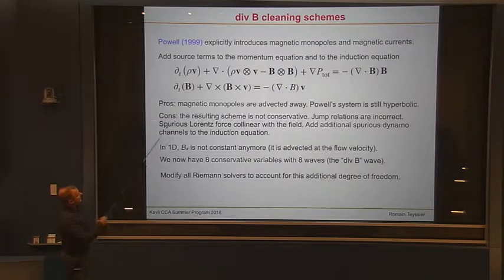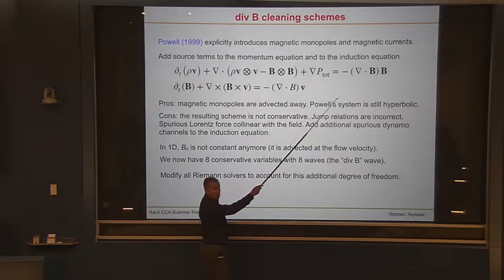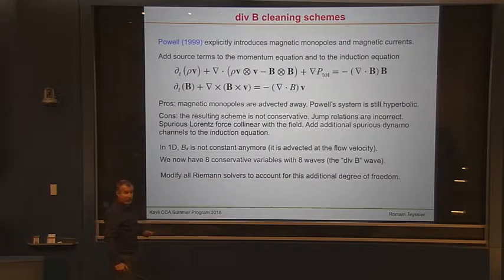The big negative point, of course, is that your scheme is not conservative anymore. So these are not conservation laws anymore, right? Because you have a source term on the right-hand side. That's bad. When you have shocks, it's really bad. So the Rankine-Hugoniot relations are wrong, right? So the shock speed is slightly wrong, which in most applications is not that bad, right? I mean, but for some applications, it's usually bad.